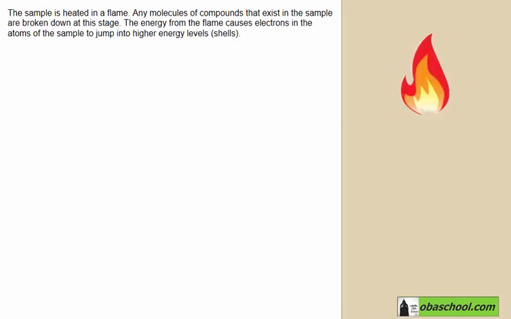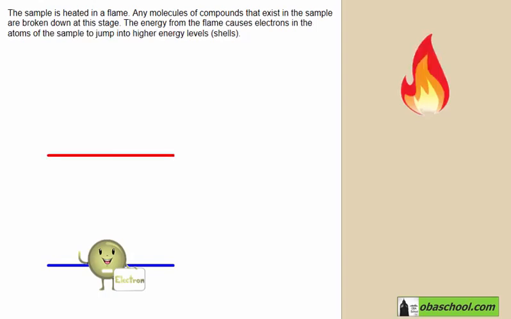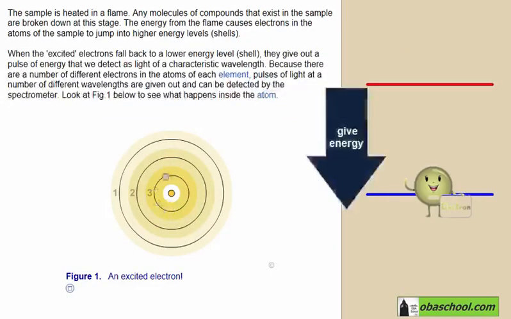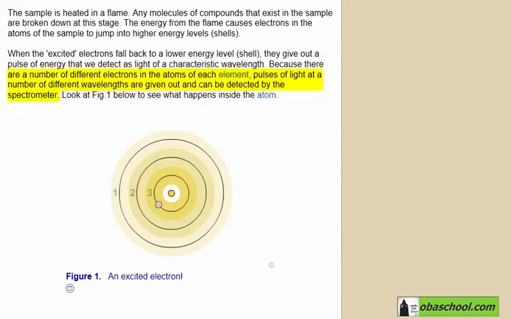This energy will be used by the electrons of the atoms of the molecule to move between the energy levels. The electrons will move from energy levels near the nucleus to higher energy levels. So they will become far from the nucleus. When the excited electrons fall back to a lower energy level or shell, they give out a pulse of energy that we detect as light of a characteristic wavelength. Because there are a number of different electrons in the atoms of each element, pulses of light at a number of different wavelengths are given out and can be detected by the spectrometer.